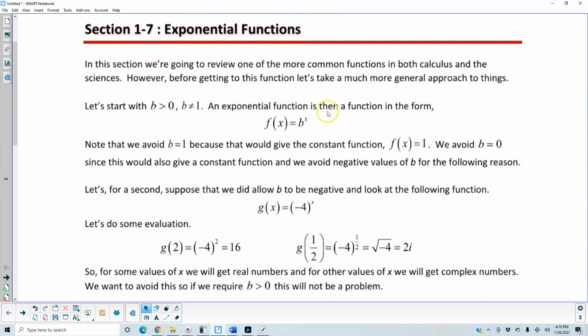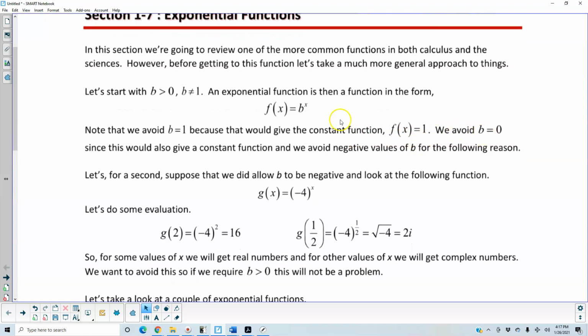An exponential function is then a function in the form f of x equals b to the power of x. Note that we avoid b equal to 1, meaning the base being 1, because that would give the constant function f of x equals 1. And we're also going to avoid b equal to 0, since this would also give a constant function, and we avoid negative values of b for the following reason.